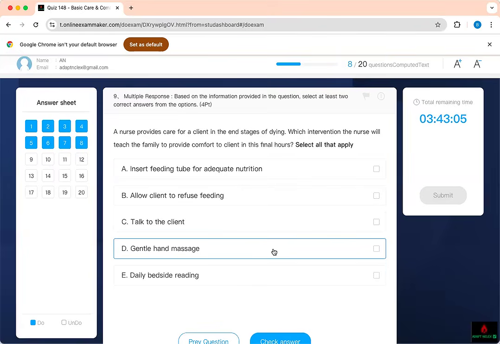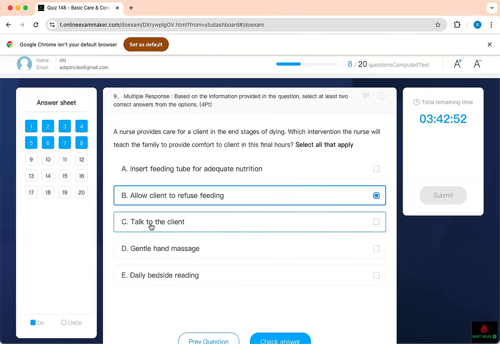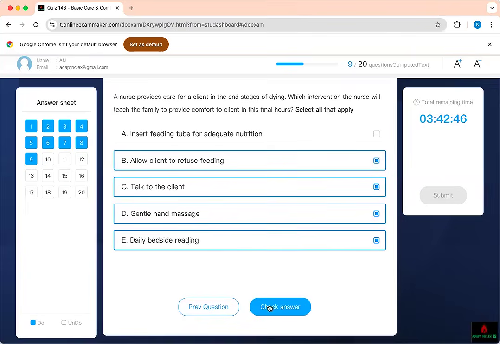Instead of a feeding tube for adequate nutrition, you force feed? Don't do that. Allow the client to refuse. Excellent. These options are contradicting each other. Therefore, B is the right answer. Talk to the client, normal. Massage them and read for them. This is all acceptable.